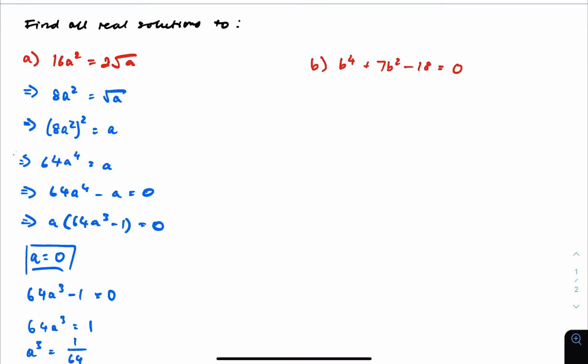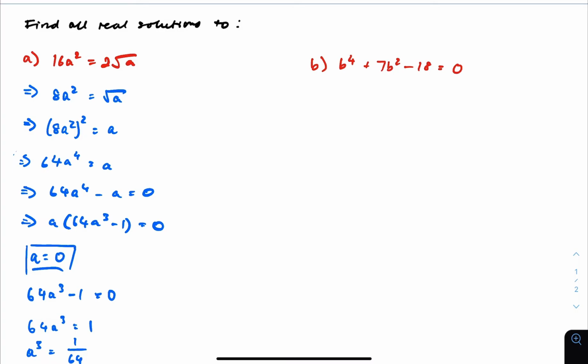So now on to part b. b to the power of 4 plus 7b squared minus 18 is equal to 0. When we have powers of b that go in an alternating fashion, it's important to recognize that we can just replace it with another term to make it quadratic, which is easier to solve.